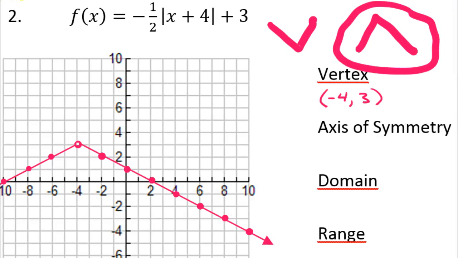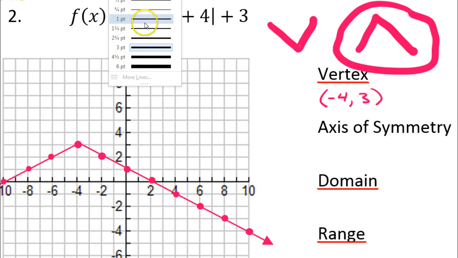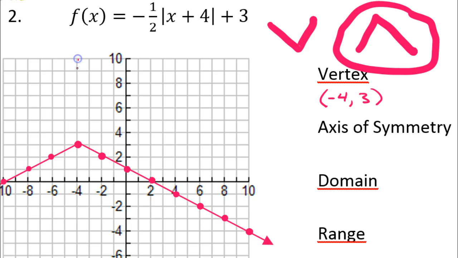Anyway, so that's that. Of course, the axis of symmetry is the vertical line right down the middle. Okay, so this is the axis of symmetry right here. So that's a vertical line at negative 4, so x equals negative 4. Don't just put negative 4, put x equals negative 4. The domain, well, the graph goes left forever and right forever, so that is negative infinity to positive infinity.